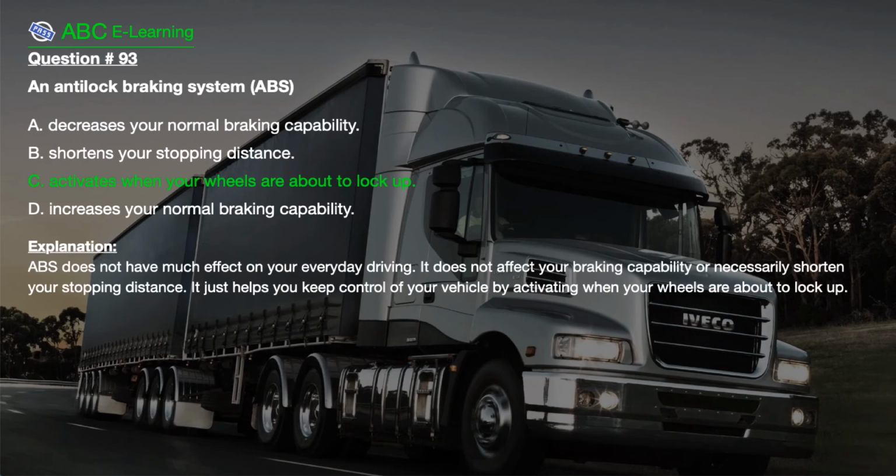The correct answer is here. C. Activates when your wheels are about to lock up. Explanation. ABS does not have much effect on your everyday driving. It does not affect your braking capability or necessarily shorten your stopping distance. It just helps you keep control of your vehicle by activating when your wheels are about to lock up.